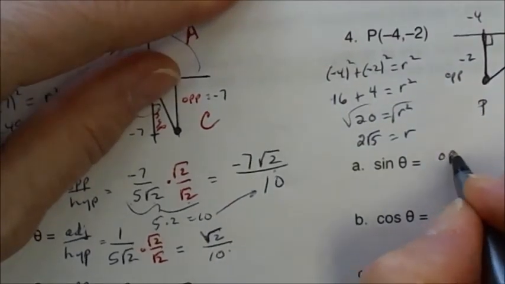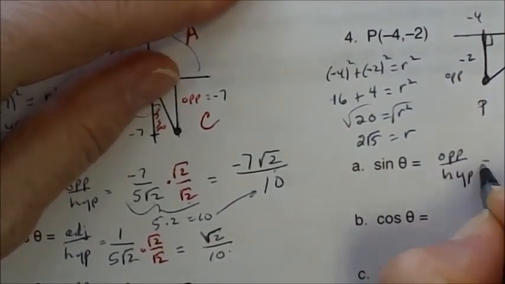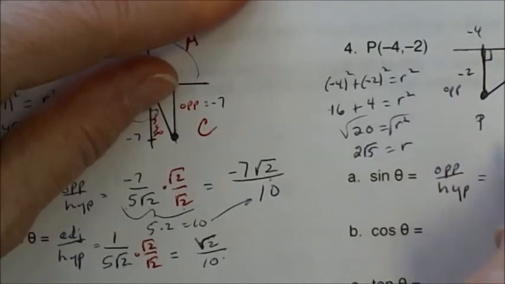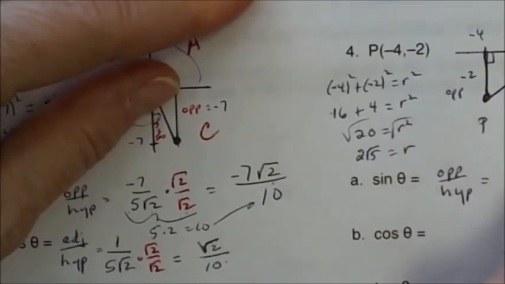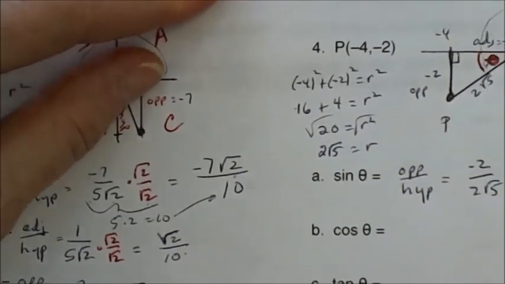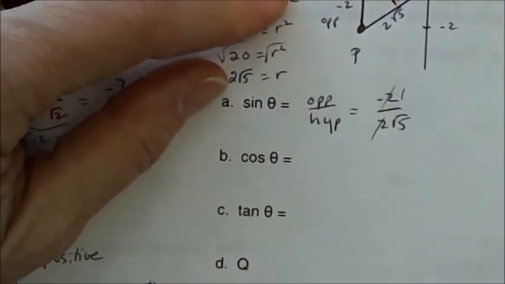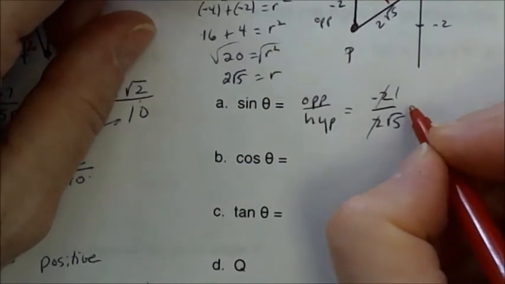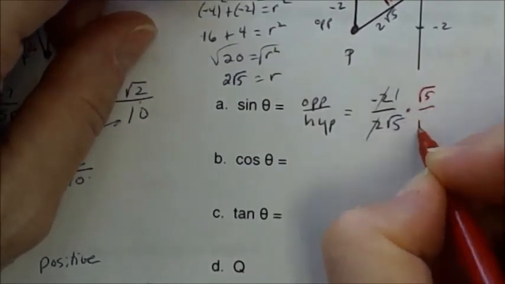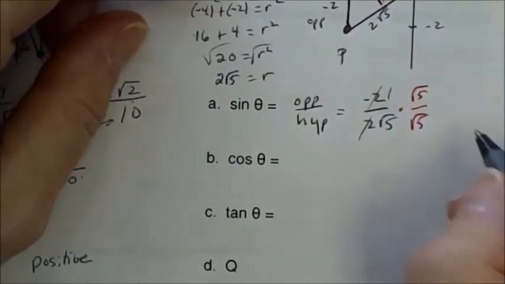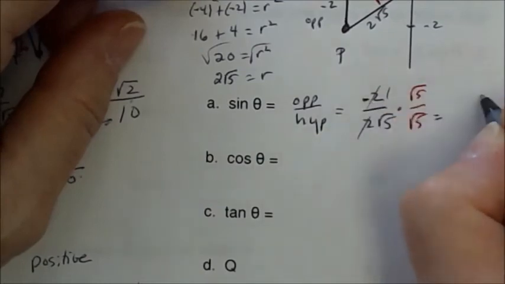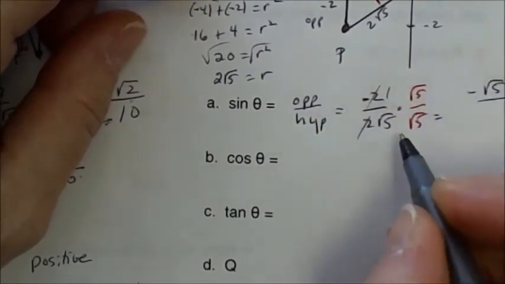Sine is opposite over hypotenuse. The opposite side is negative 2. The hypotenuse is 2 square root of 5. Well, that reduces down to negative 1 over the square root of 5, and now we have to multiply by the square root of 5 over the square root of 5 to rationalize the denominator. So we have a negative 1 times the square root of 5. Square root of 5 times square root of 5 is just 5.